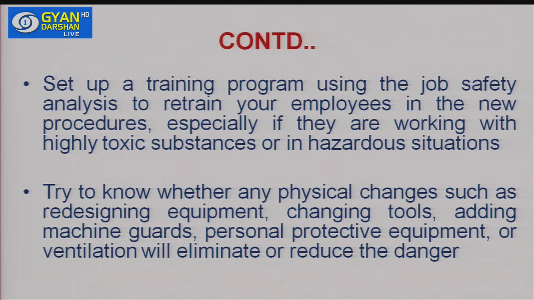One more thing that can be done is to set up a training program using the job safety analysis to retrain your employees in the new procedures, especially if they are working with highly toxic substances or in hazardous situations. Suppose we are working in a chemical industry and there are hazardous chemicals there. So retraining is very, very important. Then try to know whether any physical changes, such as redesigning of equipment, changing tools, adding machine guards, personal protective equipment or ventilation will eliminate or reduce the danger.